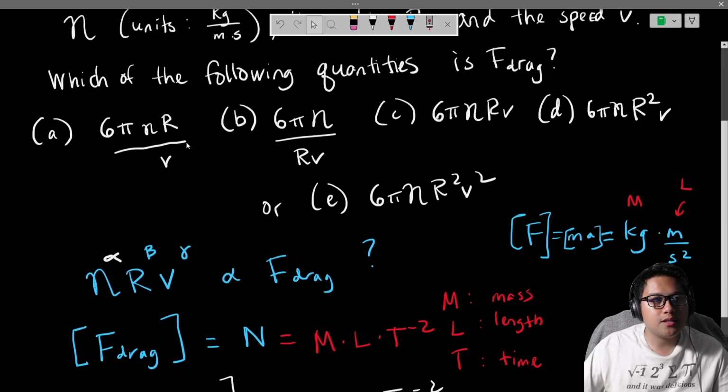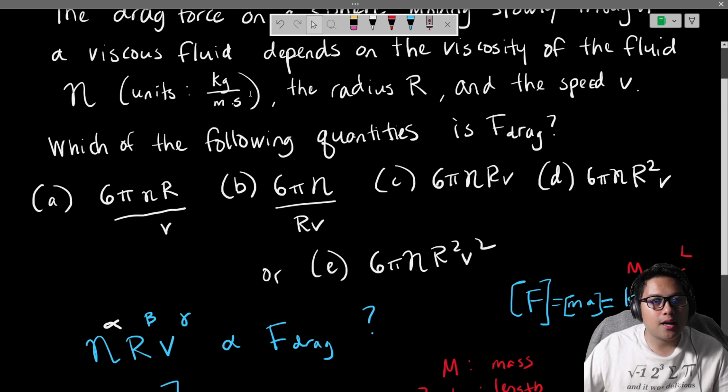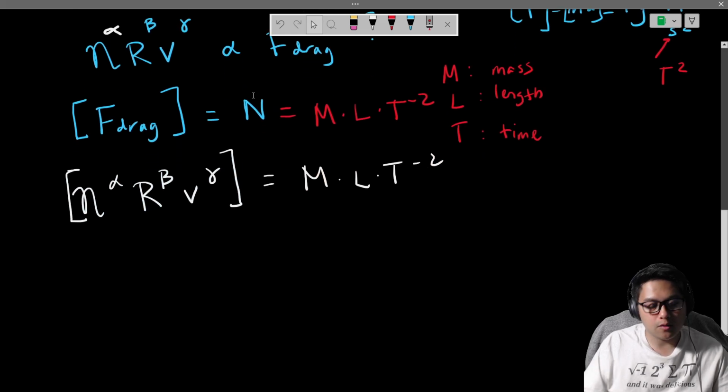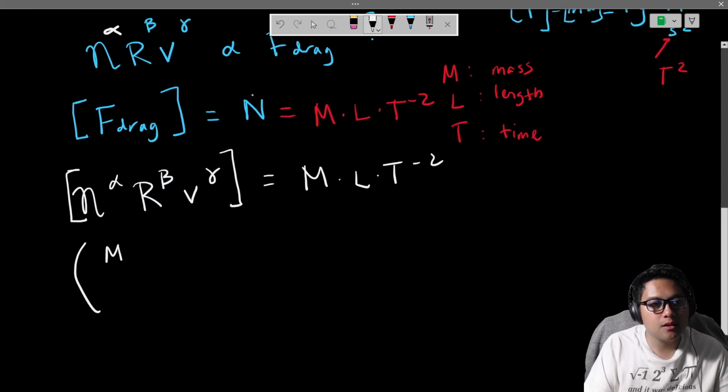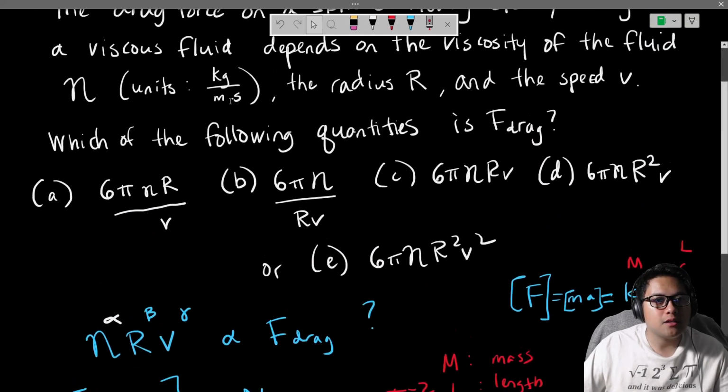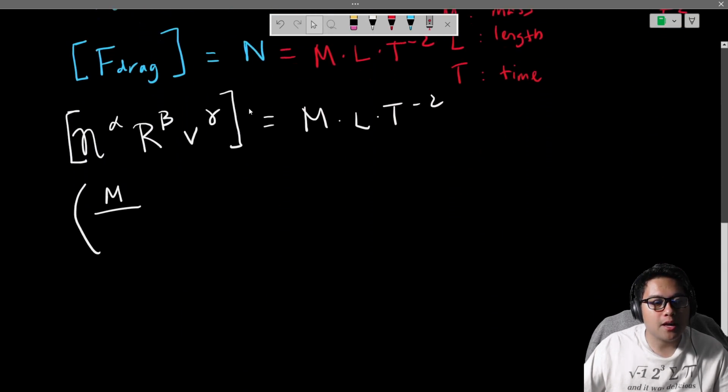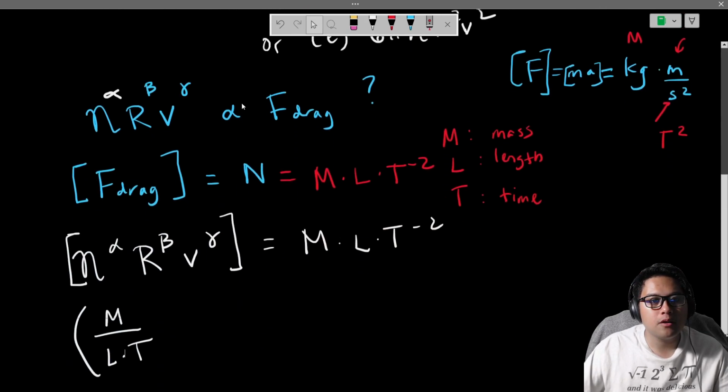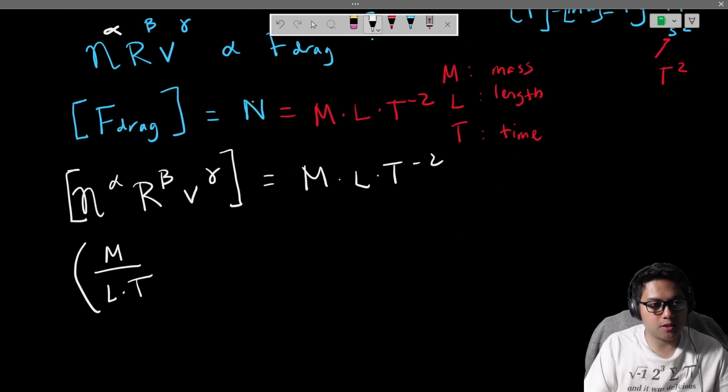So again, what are the units of eta? Well, eta has units of kilograms per meter times seconds. So kilograms is a mass, and then meter is a length, times a time, because that was seconds, just going back up here. And all of that needs to be raised to the alpha power.